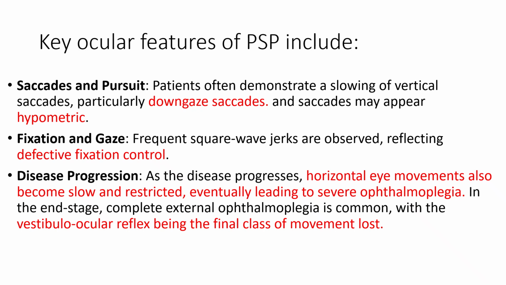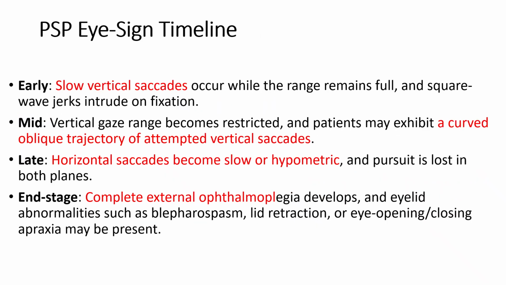PSP eye sign timeline. Early: slow vertical saccades occur while range remains full, and square wave jerks intrude on fixation. Mid: vertical gaze ranges become restricted and the patient may exhibit a curved oblique trajectory when attempting vertical gaze. Late: horizontal saccades become slow or hypometric and pursuit is lost in both planes. In the end stage, complete external ophthalmoplegia develops.